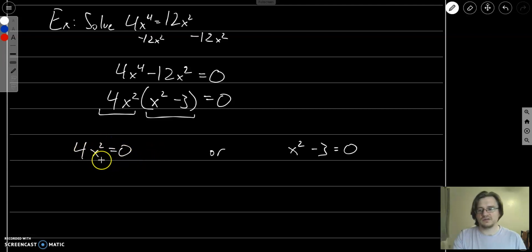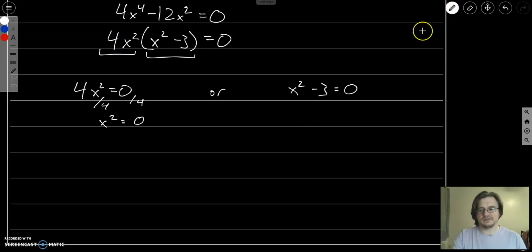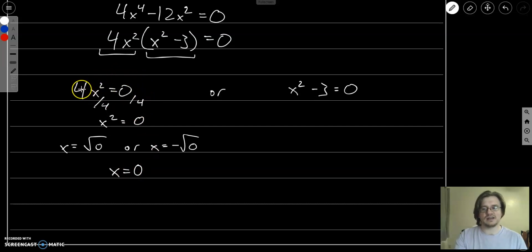4x squared is equal to 0. I can divide both sides by 4 to see that x squared is going to be equal to 0. And this is kind of silly, but I'll go through the motions. If x squared is equal to 0, x is either equal to the square root of 0, or x is equal to the negative square root of 0. And the square root of 0 is just 0, and negative 0 is 0. So all of this just means x is equal to 0, in the case when 4x squared is equal to 0. But it could be that x squared minus 3 is equal to 0.